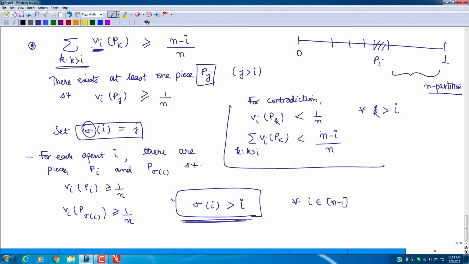And also because the backup scheme for an agent i always lies ahead of his primary piece p_i. This is also very important.